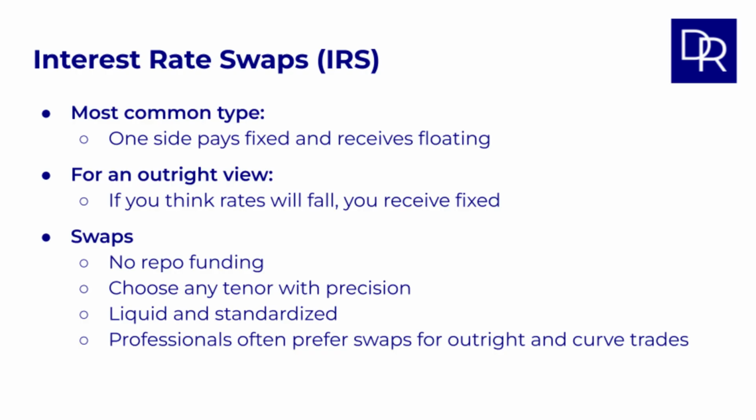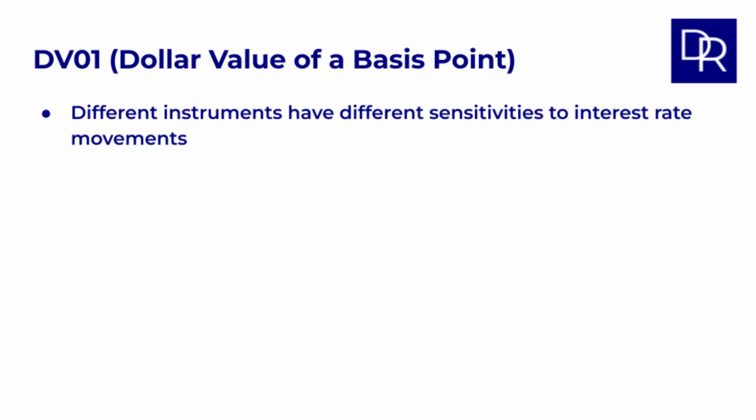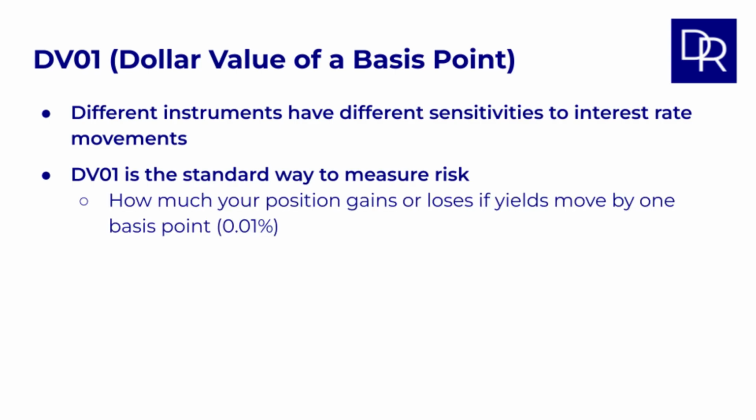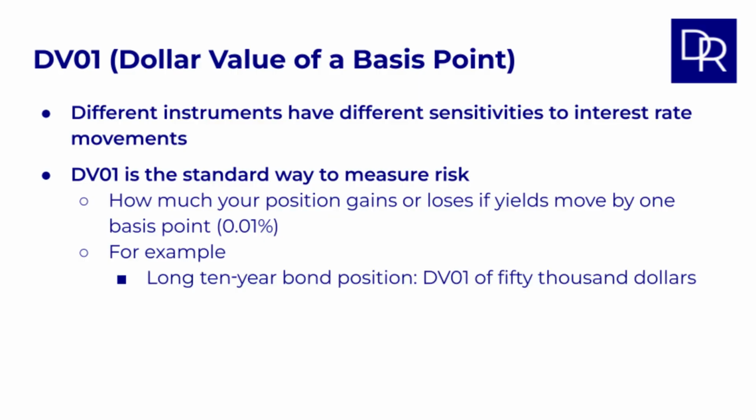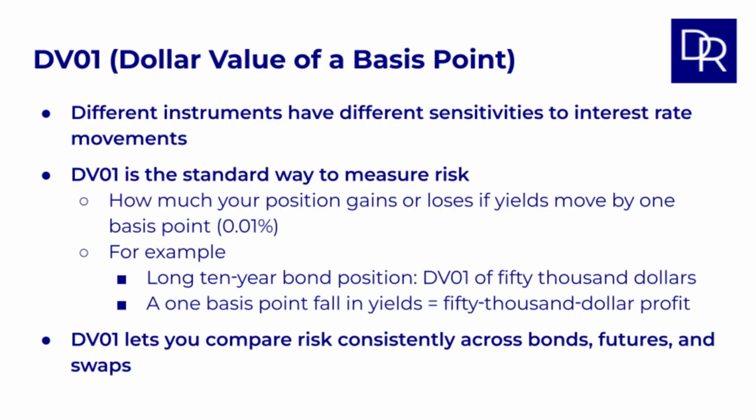Now we should briefly talk about DV01, dollar value of a basis point. Different instruments have different sensitivities to interest rate movements. DV01 is the standard way to measure interest rate risk. It tells you how much your position gains or loses if yields move by 1 basis point, which is 0.01%. For example, if your long 10-year bond position has a DV01 of $50,000, then a 1 basis point fall in yields means a $50,000 profit. DV01 lets you compare risk consistently across bonds, futures, and swaps.